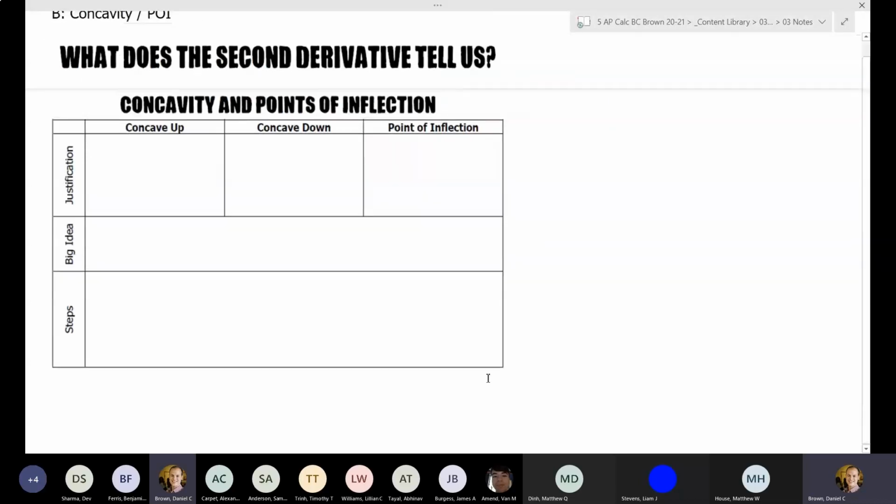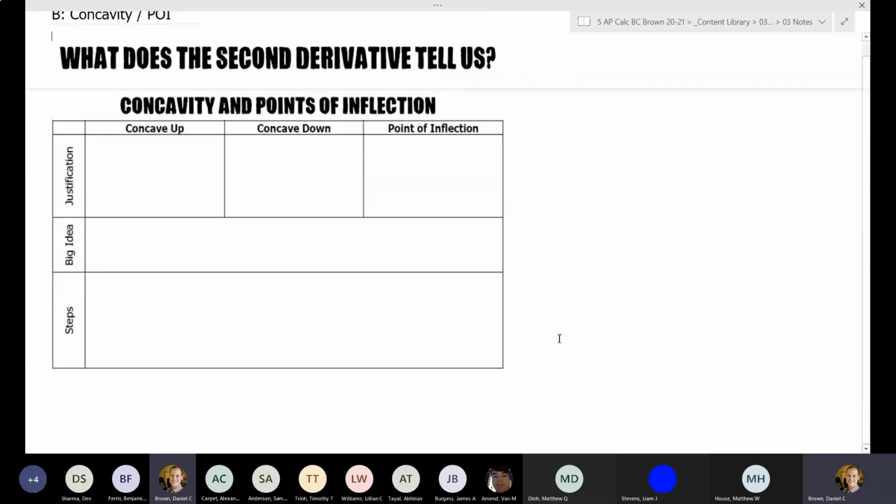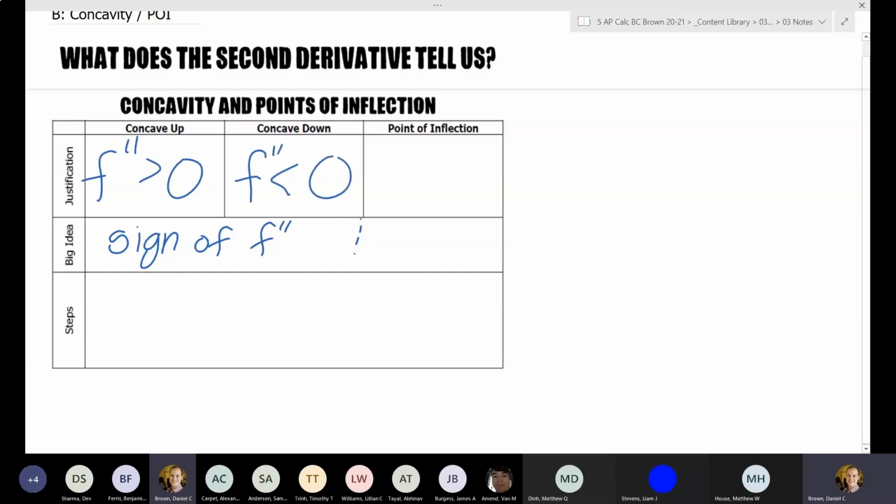And then on Tuesday, we talked about intervals of concavity. We know the big idea is we're looking at the sign of the second derivative. When the function is concave up, the second derivative is positive. It's concave down when the second derivative is negative. I did want to redefine the point of inflection for you. We know the point of inflection is where f double prime changes sign.